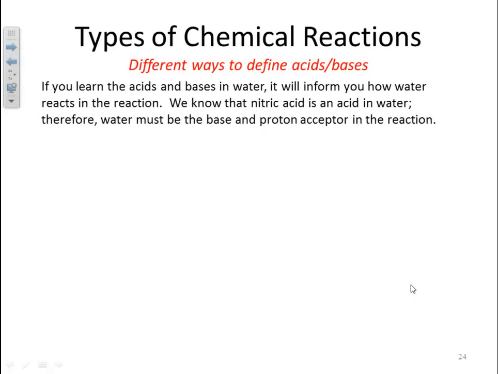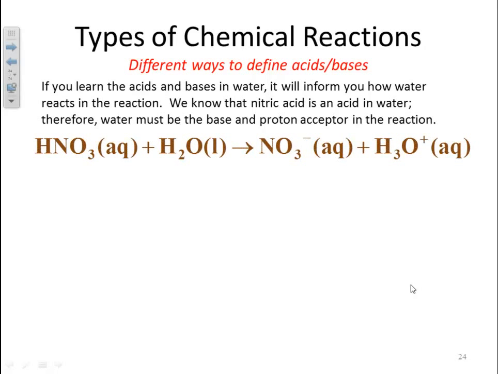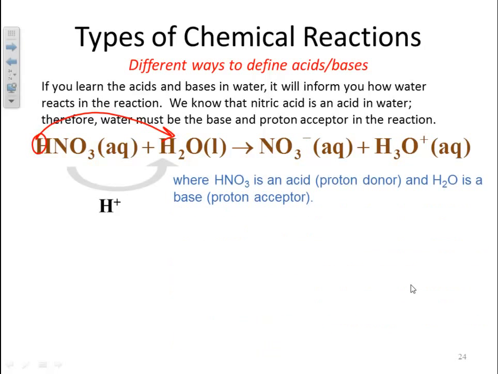If you learn the acids and bases in water, it will inform you how water reacts in the reaction. We know that nitric acid is an acid in water, therefore water must be a base, a proton acceptor. So if I have nitric acid plus water, I know that nitric acid is an acid in water, so that means it's going to donate a proton to the water, which means it would give me H3O+, the hydronium ion, and leave me NO3-. So you have that proton being donated from nitric acid to water. Nitric acid is an acid, a proton donor, and water is a base, a proton acceptor.